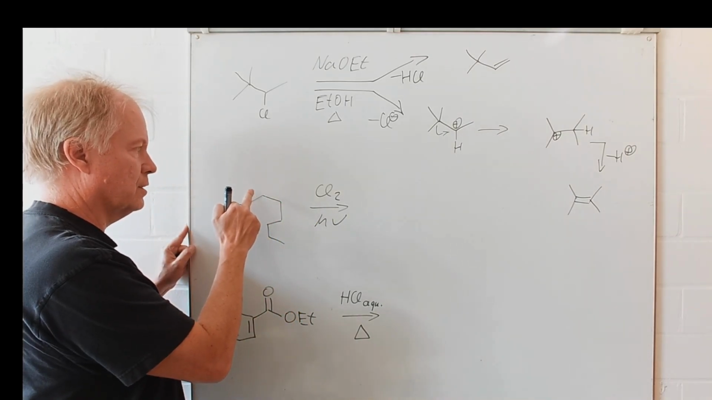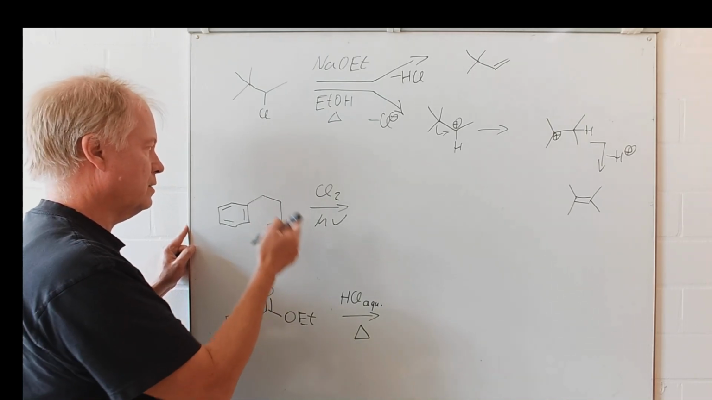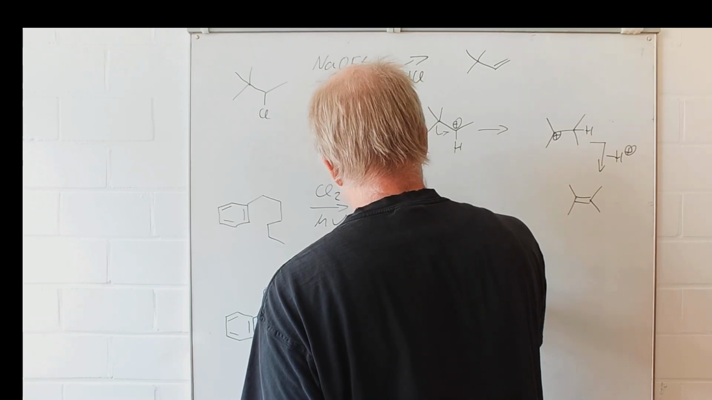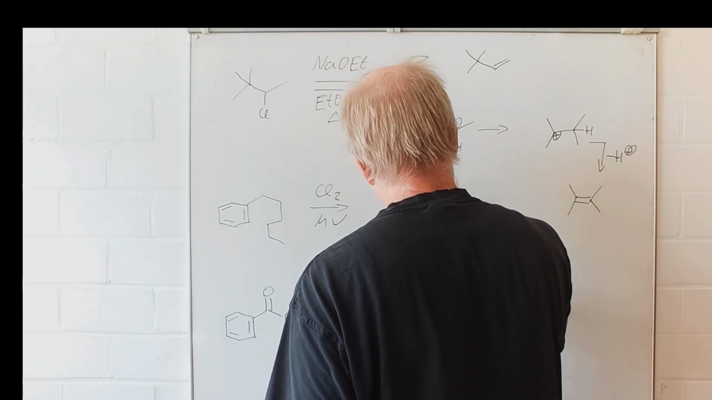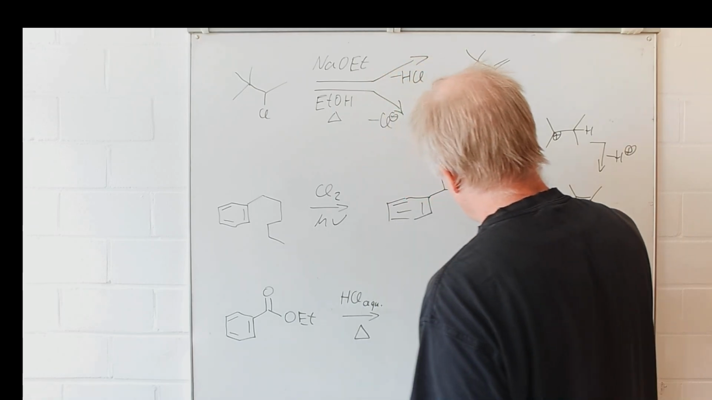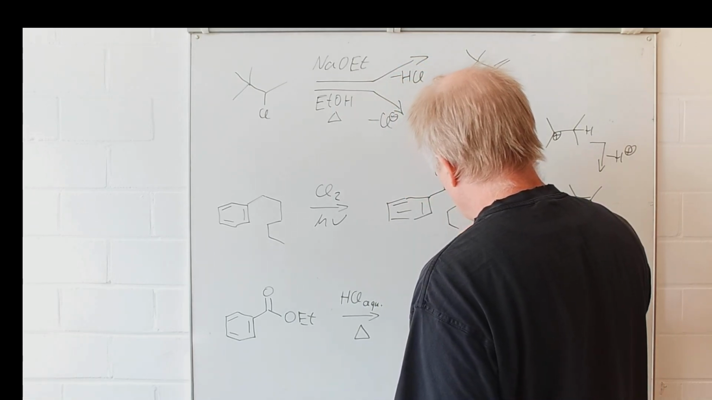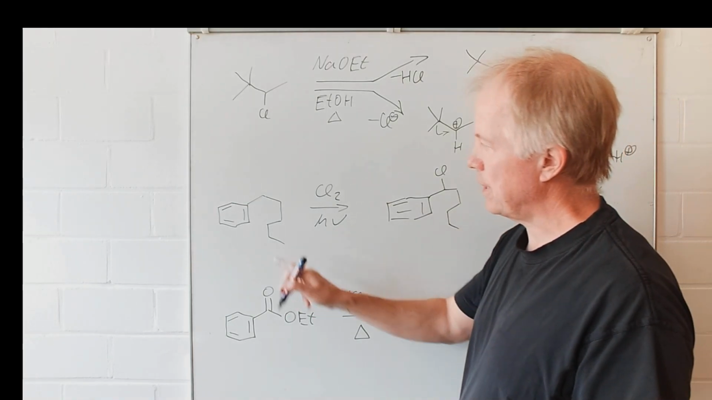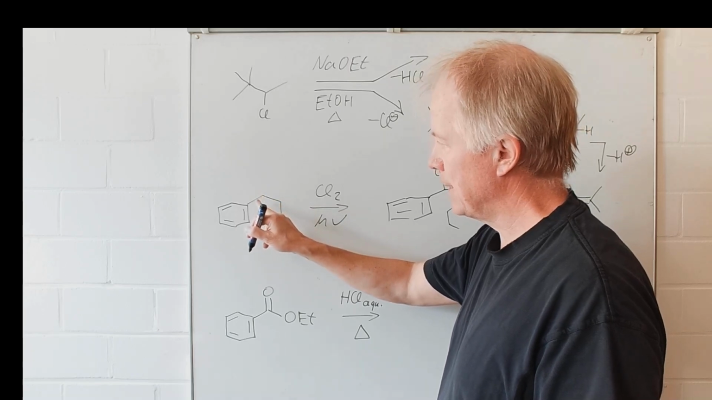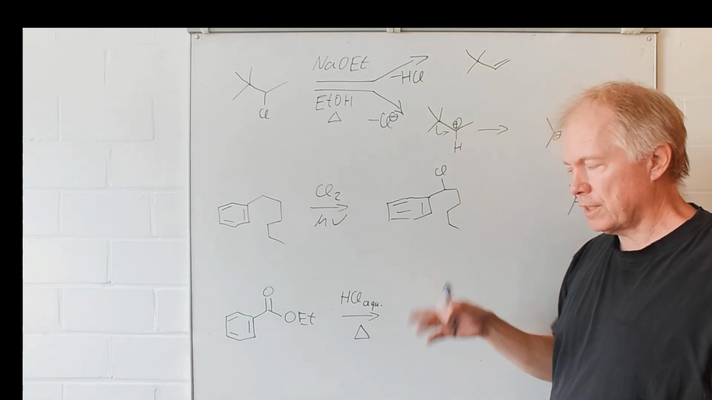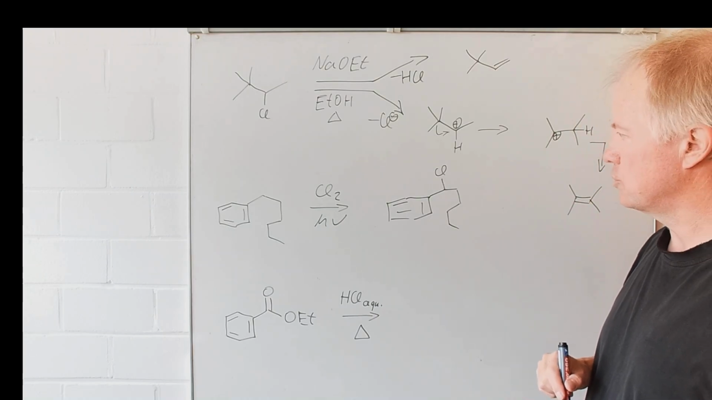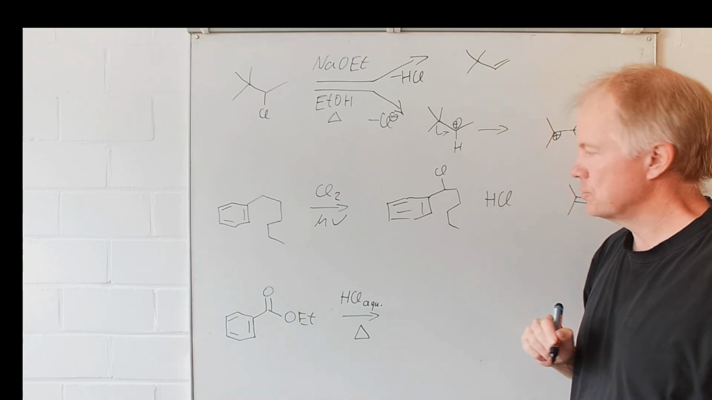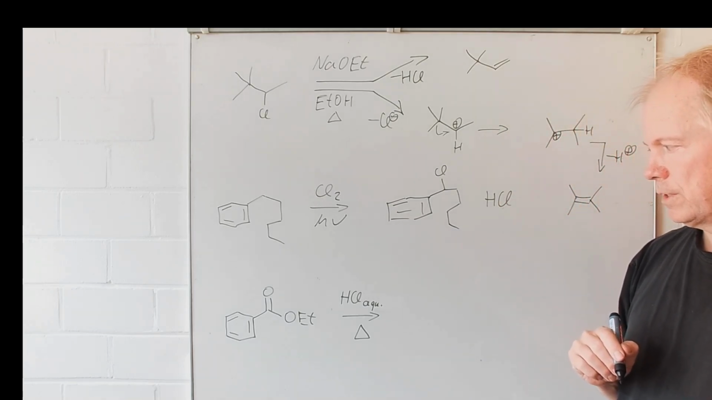So the benzyl radical will react with chlorine. One chlorine is attached. Another chlorine radical is set free, will attack again, abstract a hydrogen, and this is the radical chain reaction. So this product plus HCl is formed in this case.